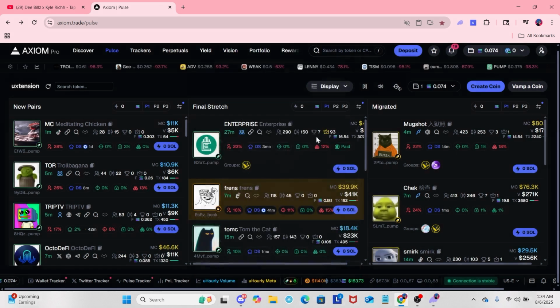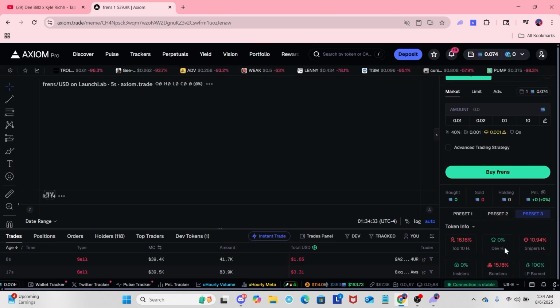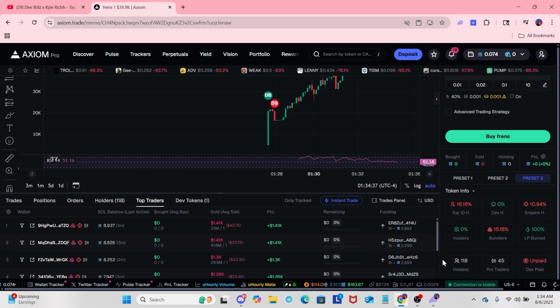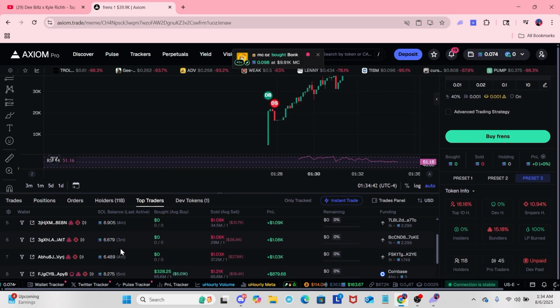Shouldn't be much. Usually it doesn't always push 40. Like right here it's 16. And we check the top holders, top traders. Always check top traders when you're doing it. Like 8 SOL, 8 SOL, 8 SOL, 7 SOL, 6 SOL.